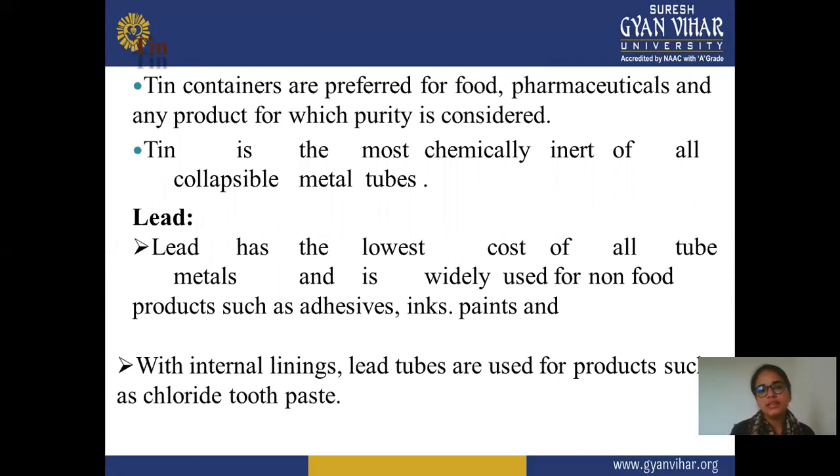And next is lead. Lead is the lowest cost of all tube metals and is widely used for non-food products such as adhesives, inks, and paints. It means it is not used for packaging of food material. Lead tubes are mainly used for packaging of adhesives, inks, and paints. And with internal lining, lead tubes are used for chloride-containing toothpaste, meaning this type of formulation is also packed in them.